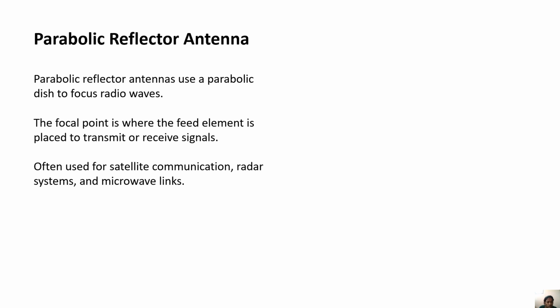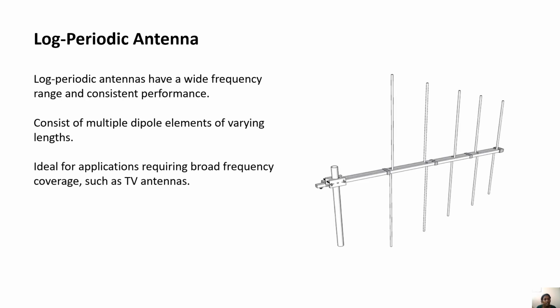One of the useful properties of this antenna is the conversion of a diverging spherical wavefront into a parallel wavefront that produces a focal point, where the feed element is placed to transmit or receive the signals. Often it is used in satellite communications, radar systems and microwave links. And the next one is the log periodic antenna.